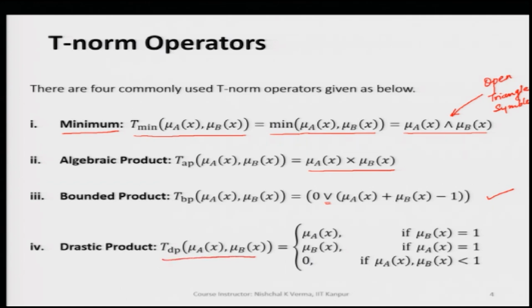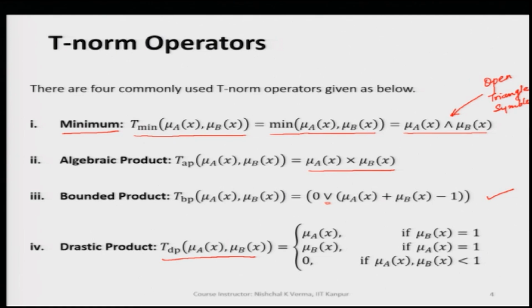This is equal to mu A of x when mu B of x is equal to 1, and it gives us mu B of x when mu A of x is equal to 1, and it gives us 0 when mu A of x and mu B of x are less than 1. So, this way we understand how these 4 commonly used T norm operators are defined.